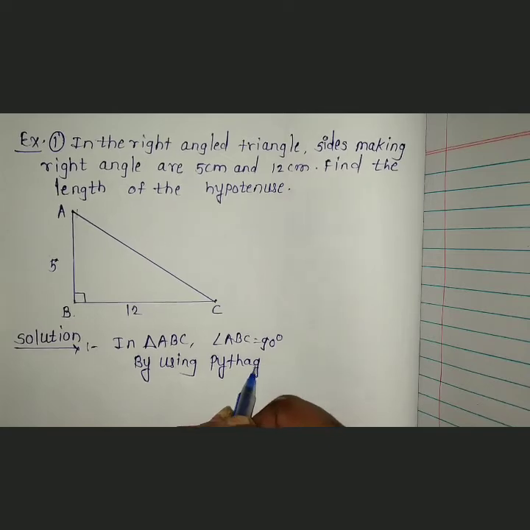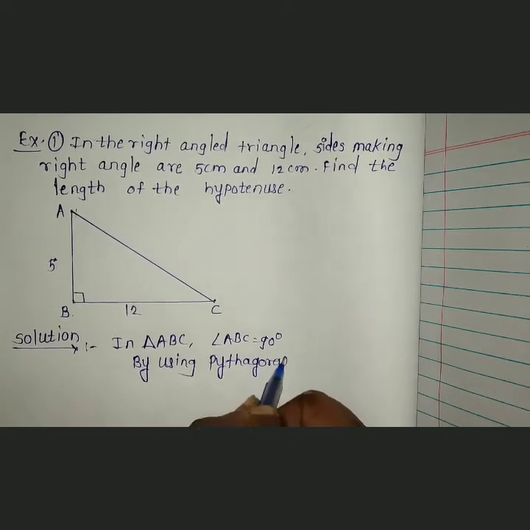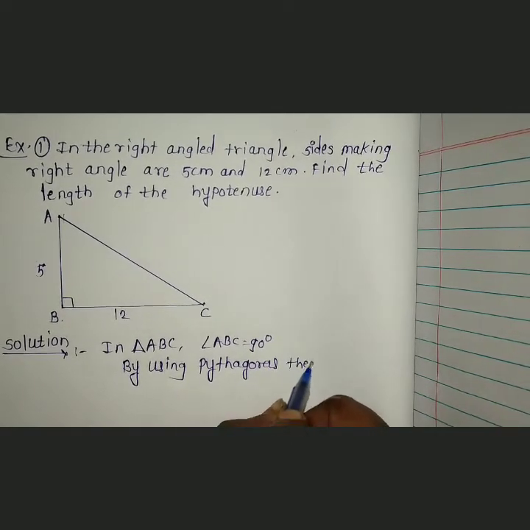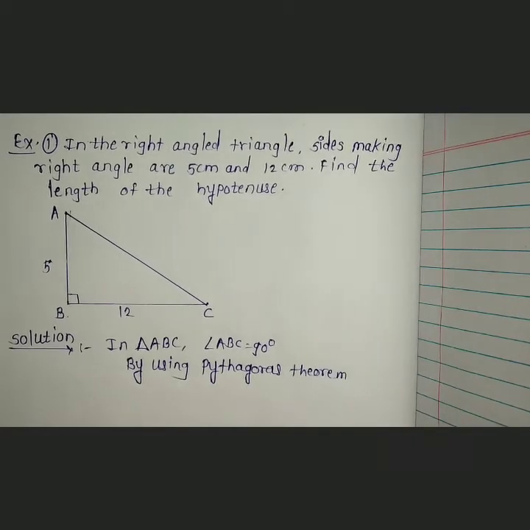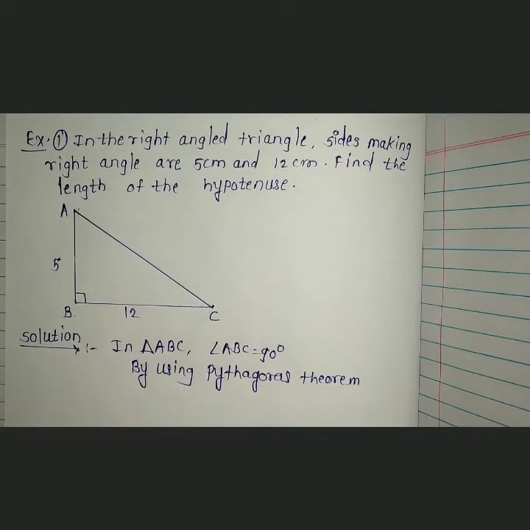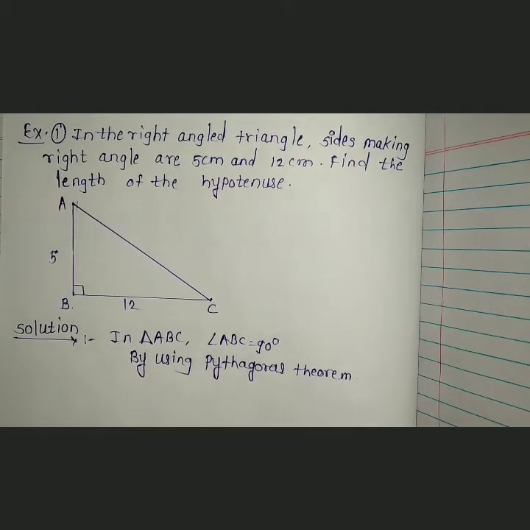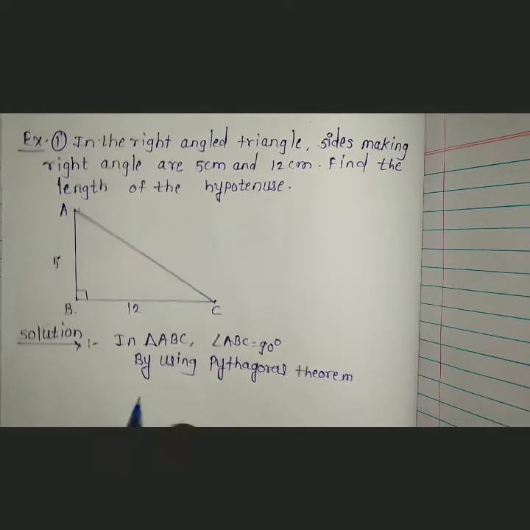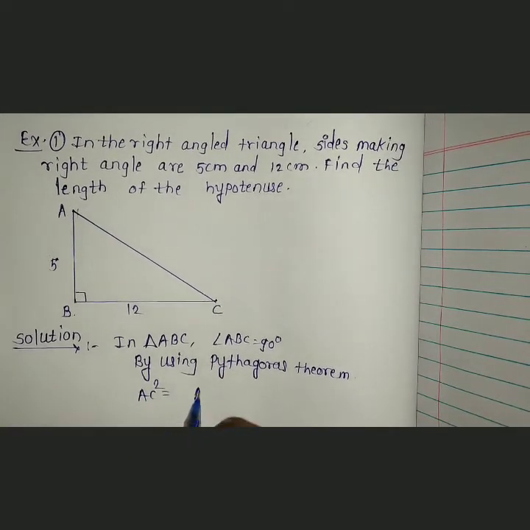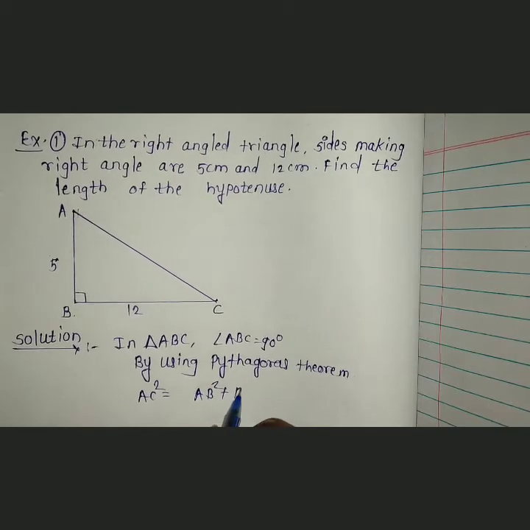If you apply the Pythagoras theorem, what is the Pythagoras theorem? The Pythagoras theorem says the square of the hypotenuse is equal to the sum of the squares of the remaining two sides. Therefore, AC square is equal to AB square plus BC square.